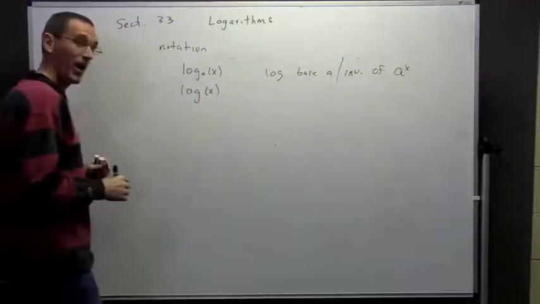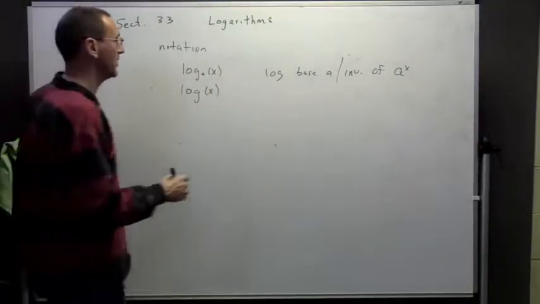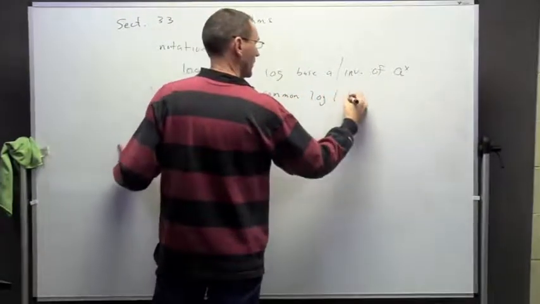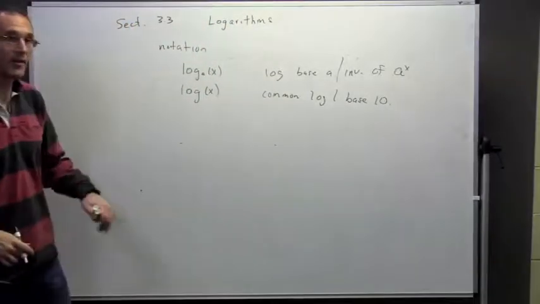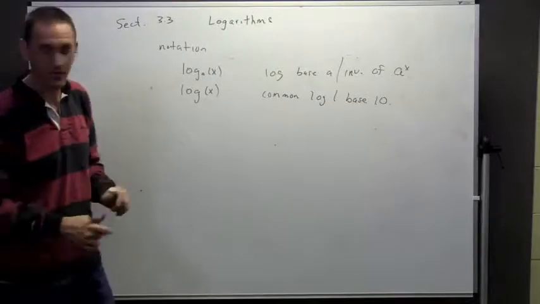Sometimes you'll see this without an a. So we'll just call this the log. This is sometimes called the common log, and it's used often enough that we get lazy and just leave off that number. If we leave off that number, we assume it's base 10.